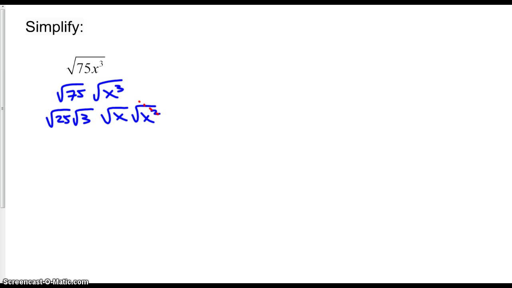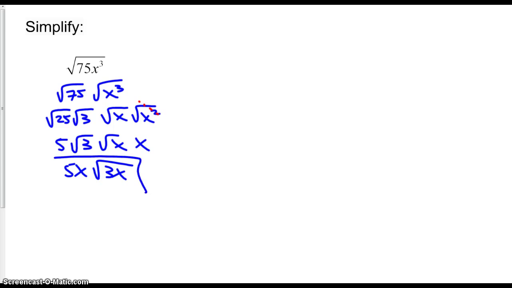So the square root of 25 is a 5. I have a square root of 3. I have a square root of x. But the square root of x squared, by peeling off 2 of those 3 x's, comes out from underneath the radical because the square root of x squared is x. So I have a 5 and an x that are multiplied on the outside. And then inside the square root, I have a 3 and an x. So that would simplify to 5x times the square root of 3x. And we would call this fully simplified because we've got the smallest number possible inside the radical.